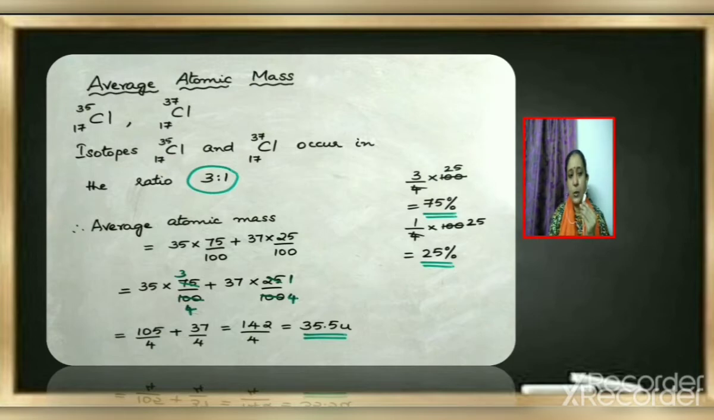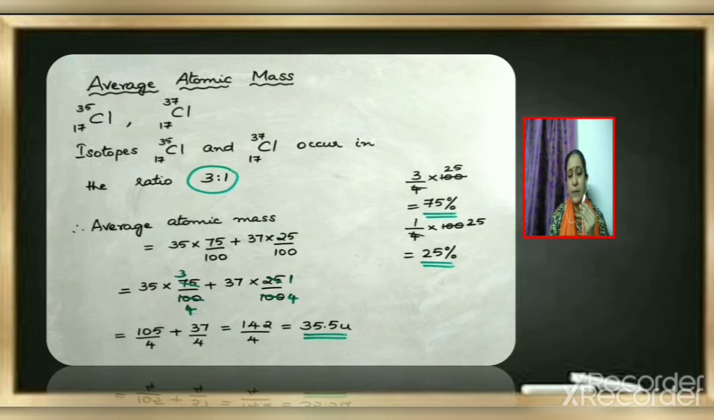Now how can we calculate the percentage abundance? For that, consider the ratio which is given. The ratio given is 3:1. So the percentage abundance of chlorine isotope with mass 35 will be equal to 3/4 into 100, which is equal to 75%. The percentage abundance of the other isotope will be 1/4 into 100, which is equal to 25%.